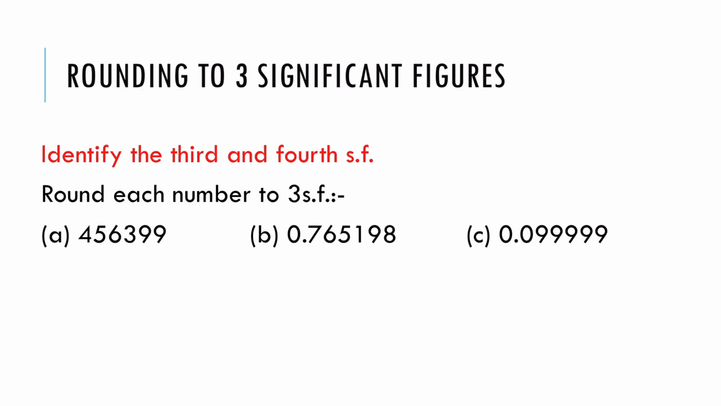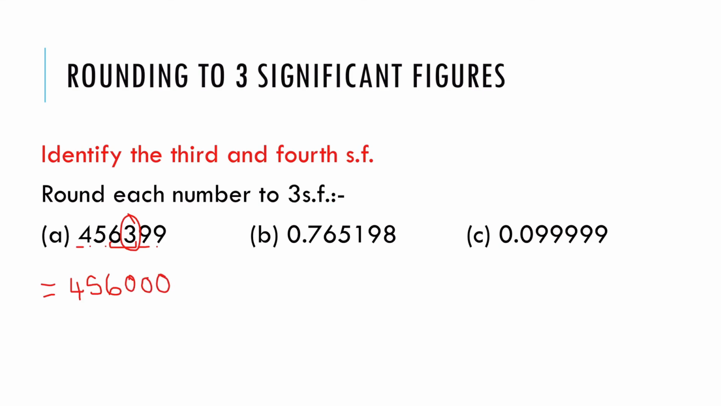Okay, so rounding to 3 significant figures. This has 1, 2, 3, 4, 5, 6. Our third and fourth are here. So 3 is the one that's going to decide what happens to the 6 in front. 3 is less than 5, so it keeps the 6 in front the same, sorry. So we then replace our whole numbers with zeros.